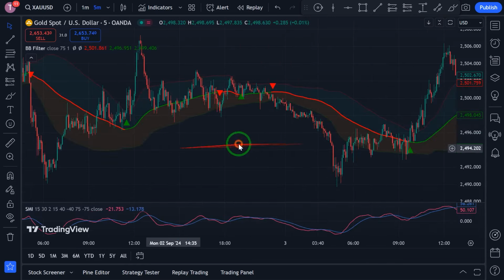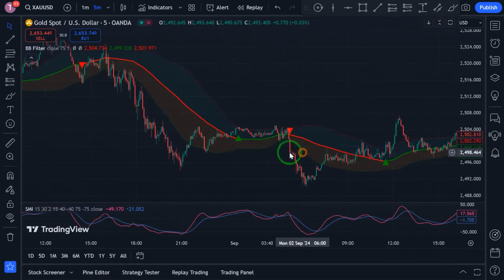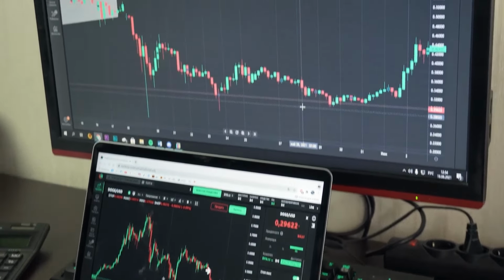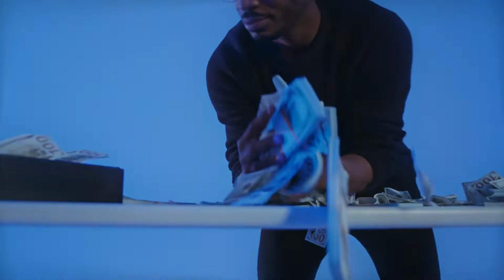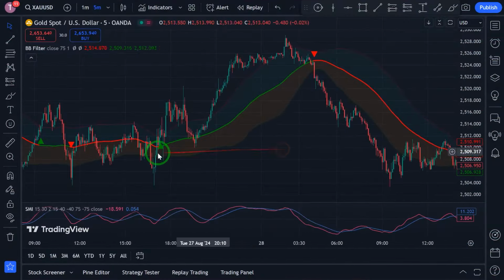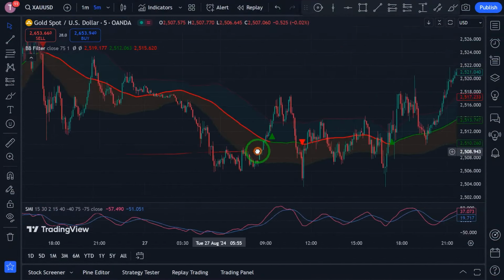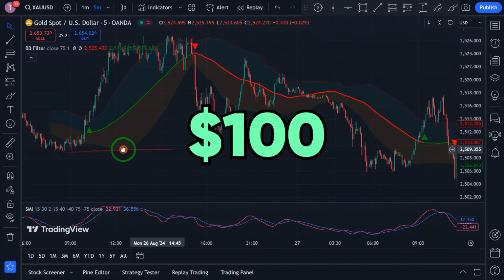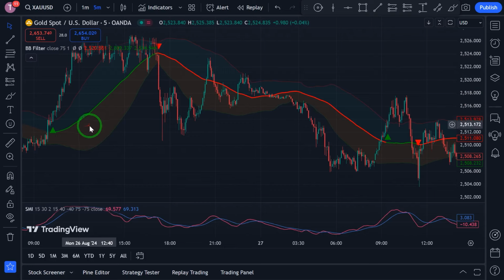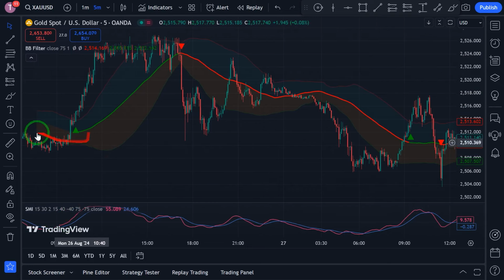As you can see, this strategy is very simple and practical, and whether you're a professional trader or a beginner, you can easily use it to achieve good profits from the market. In the following, I have executed several trades using this strategy, and in each one, my risk amount was $100. You can see how much profit I made with this strategy.